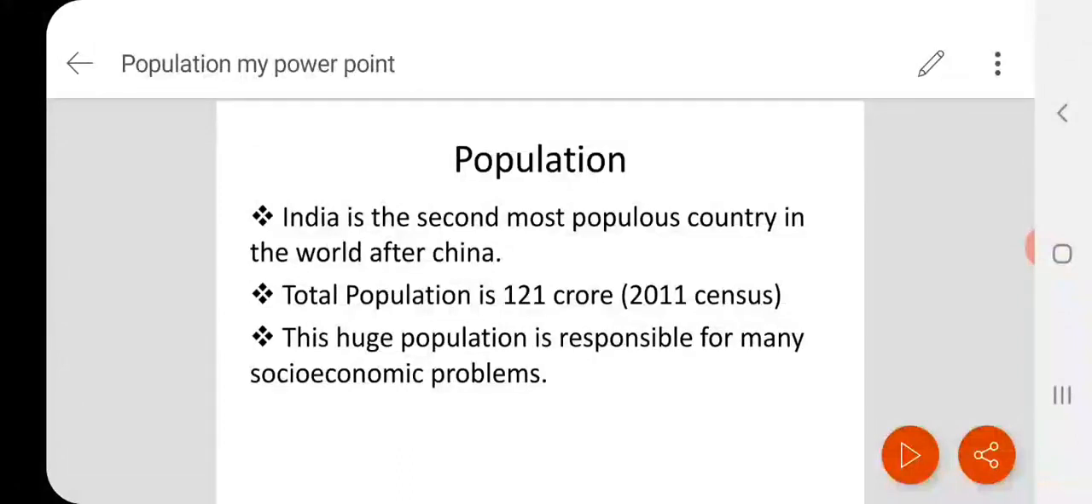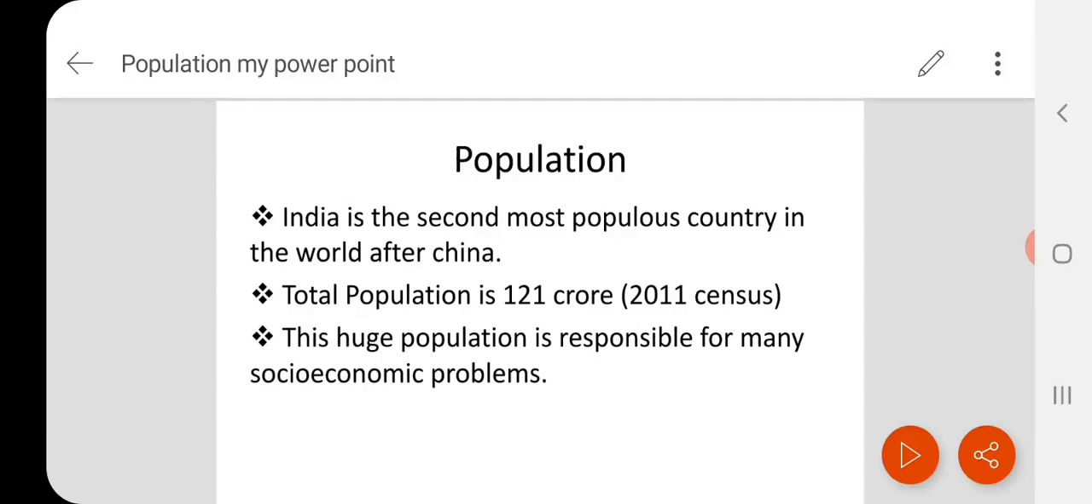To learn about population, firstly we have to understand what population is. We have to learn the definition of population. The number of people living in an area is called the population of that particular area. So, population means a group of people living in a unit of area.